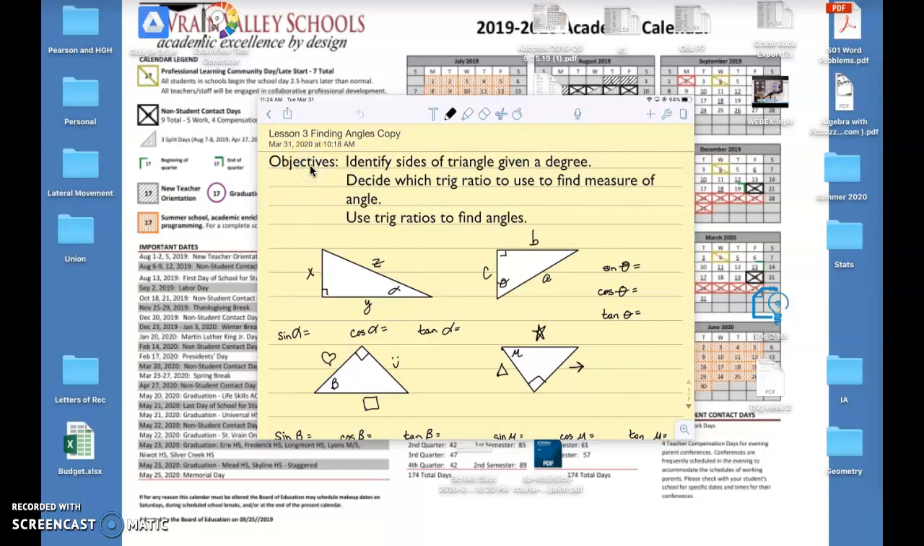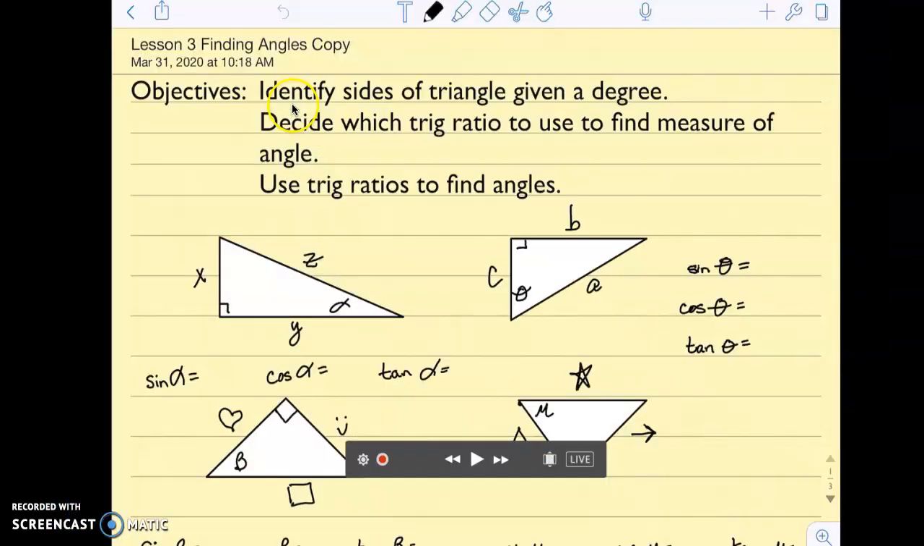So here we are, lesson 3. This is what we should be doing the week of, I think, April 3rd. If you're doing it the week of March 30th, that's not a problem. Just know that you're a little ahead.